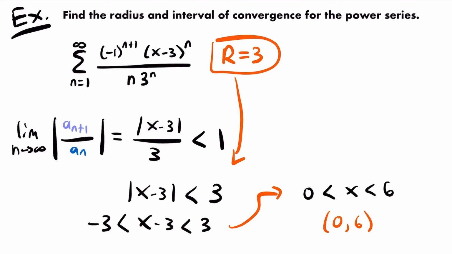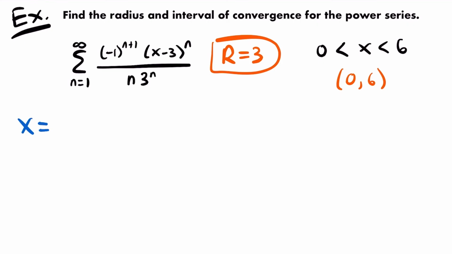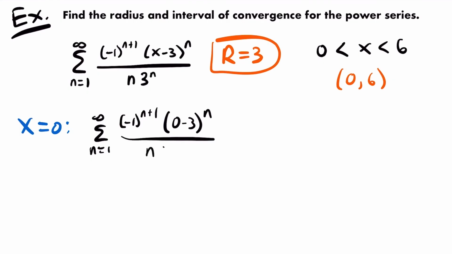And so if I clean up my work, let's start by checking x equals 0. When x equals 0, our power series will be the sum from n equals 1 to infinity of negative 1 to the power of n plus 1 times 0 minus 3 to the power of n divided by n times 3 to the power of n. All right, we just replaced x with 0. And now if we simplify, 0 minus 3 is negative 3. So what we have here is negative 3 to the power of n.